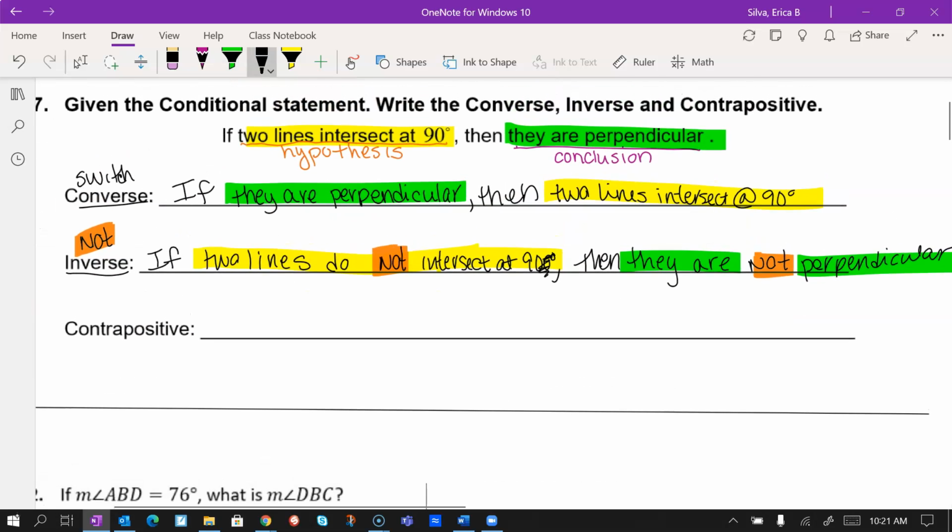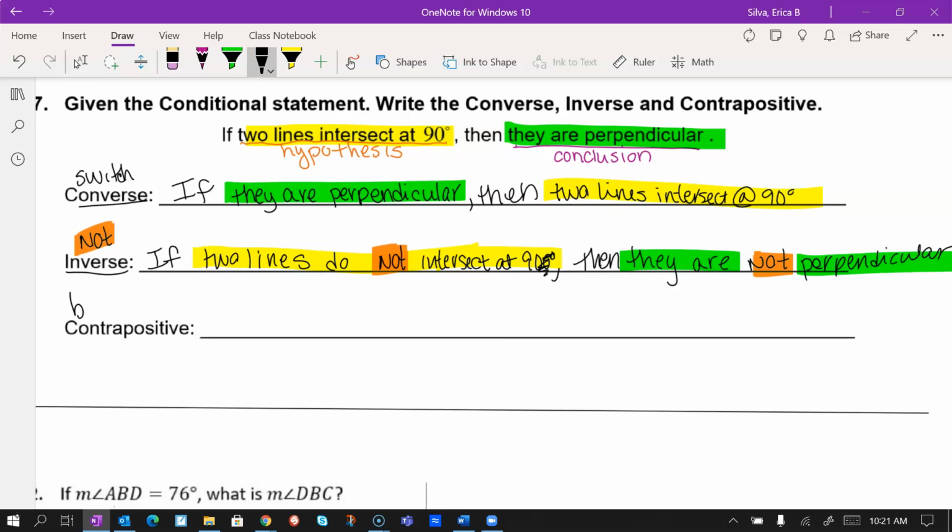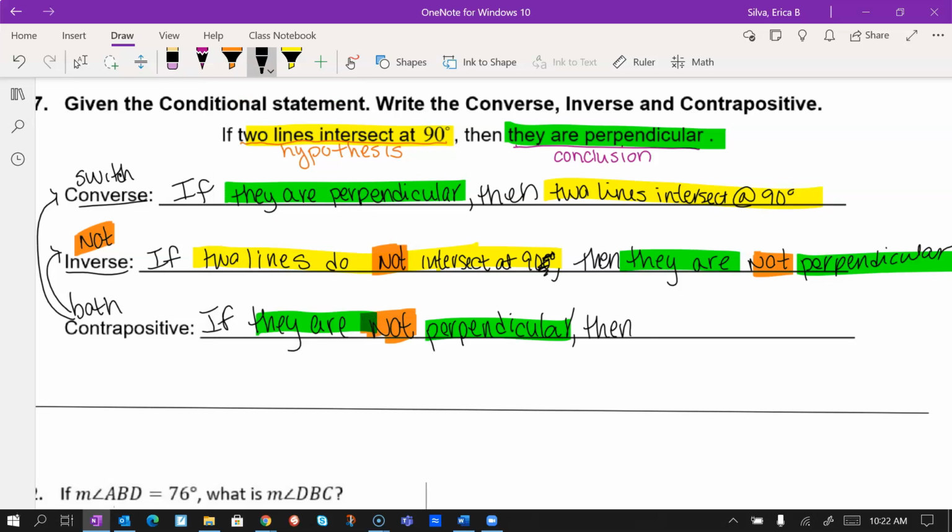All right, and then my contrapositive is both the switch and the inverse. So we're going to do both of them. So if they are not perpendicular, then two lines do not intersect at 90 degrees. And there's the not. Any questions on that one? Let's go to the next one.